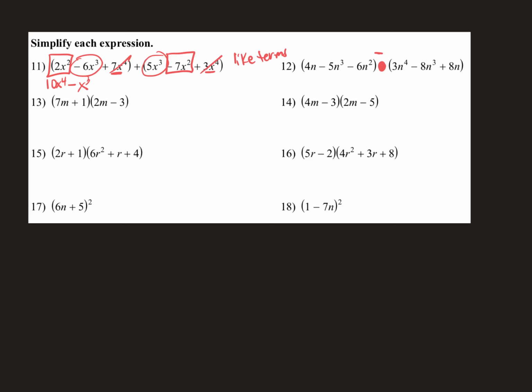So 2x to the second minus 7x to the second is minus 5x to the second. And this is my answer.